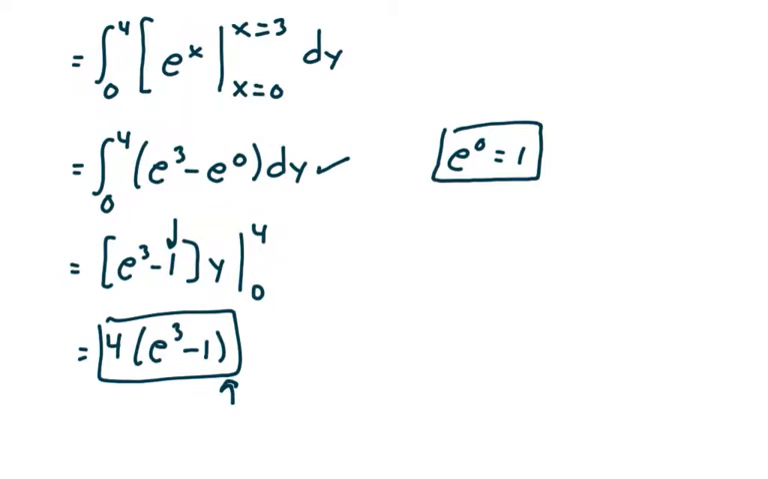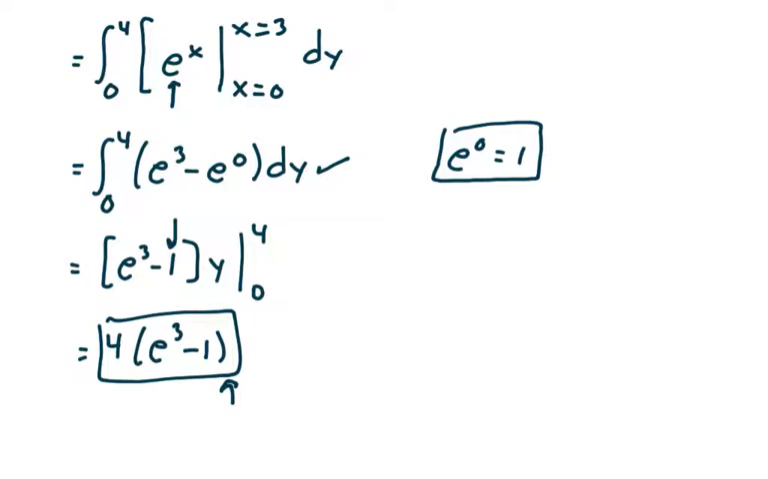So this is the integral from 0 to 4 of e to the x evaluated from x equals 0 to x equals 3 dy. Okay, now why do I say x equals 0 to x equals 3? Because sometimes you're going to find that that integrand will have more than one variable involved, and it's really much better to keep track of your limits.